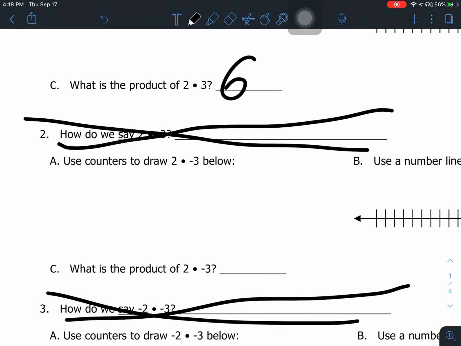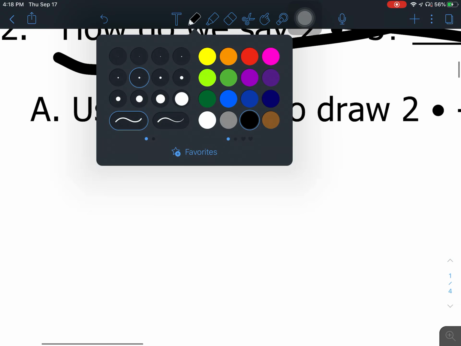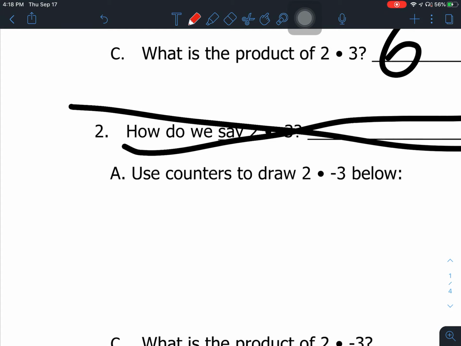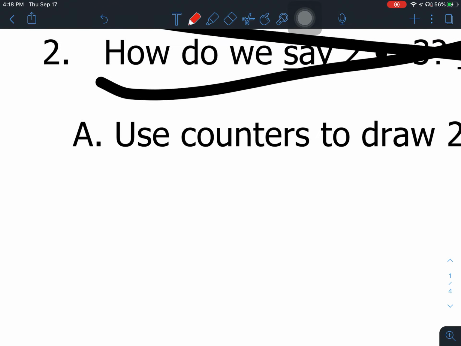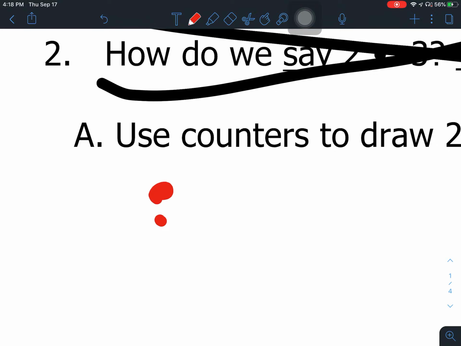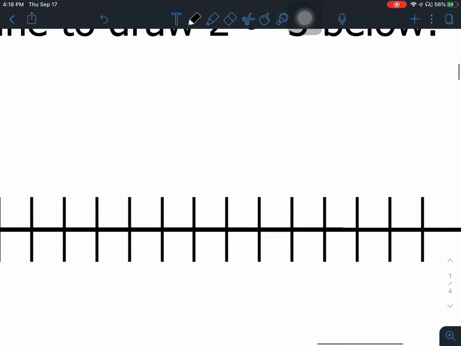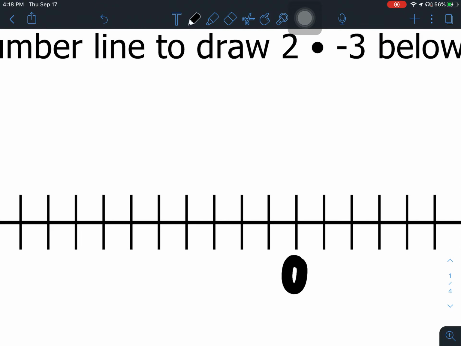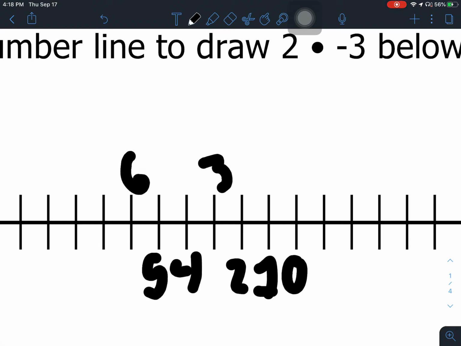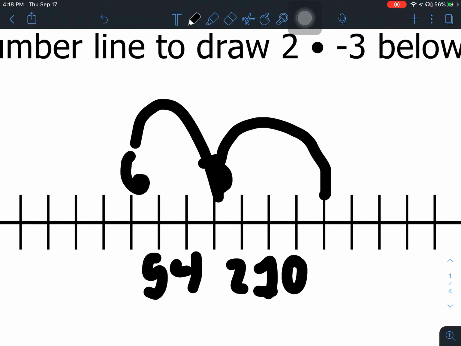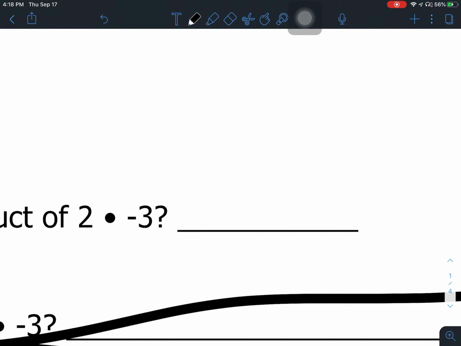Now they want us to do 2 times negative 3. If you remember, positive times negative equals negative. So I'm going to draw 2 groups of negative 3. And now I'm going to draw 2 times negative 3 on the number line. Just suppose these are negative numbers. I don't have enough space to write negative on them. So we'll make the first jump and the second jump. Negative 6 will be our answer.